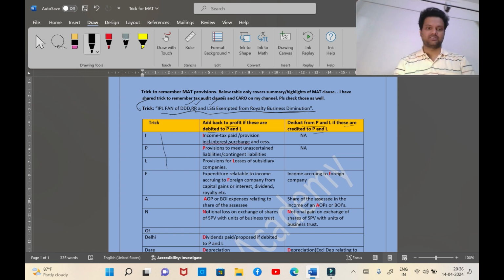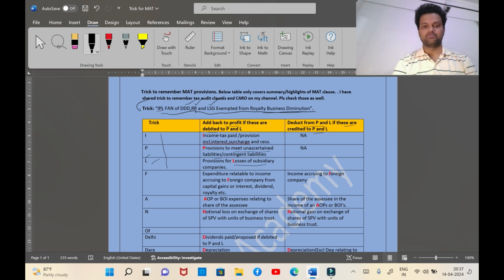The first thing, I, is income tax paid or provision made, which we need to add back. That is one. Then P, provision to meet unascertained liabilities. Unascertained liabilities are contingent liabilities. That is called P. And L is for losses of subsidiary companies. If they make any provision for losses of subsidiary companies, that provision we need to add back. That is IPL. IPL is over.